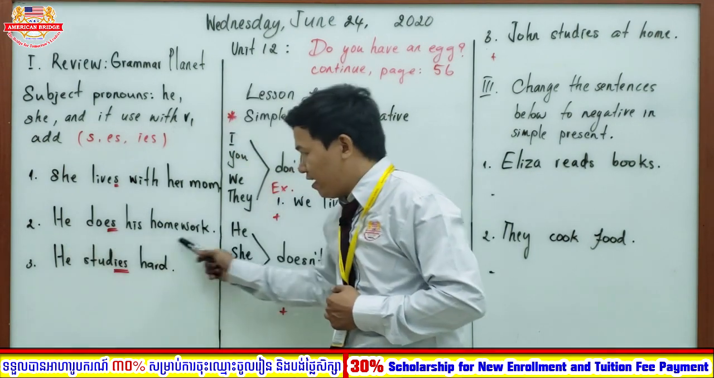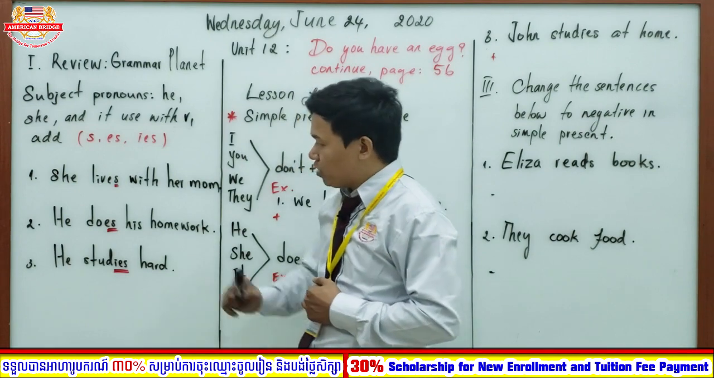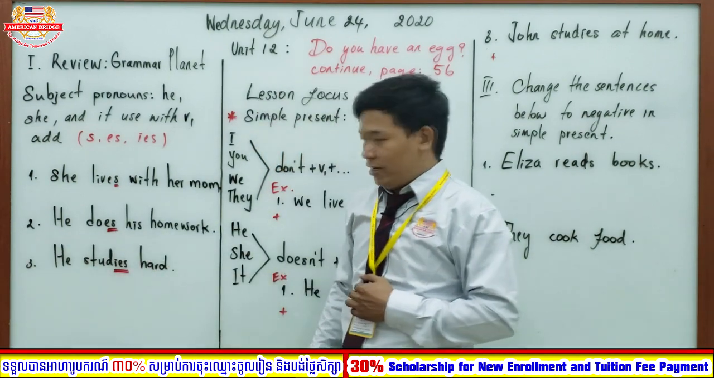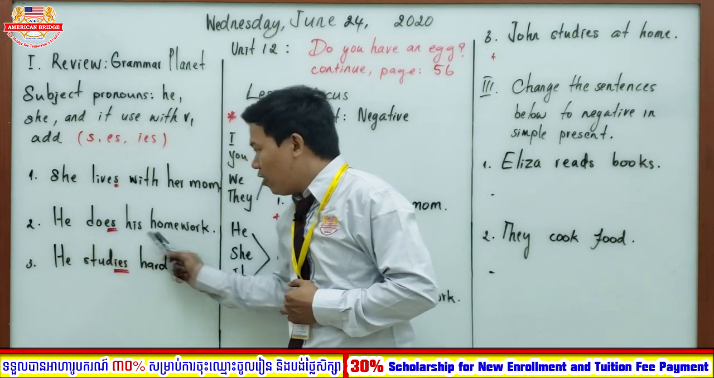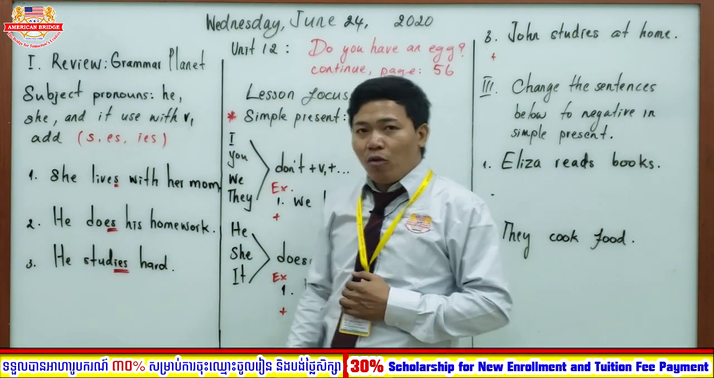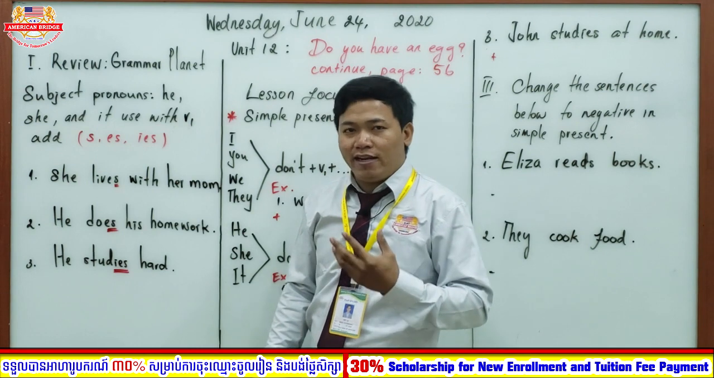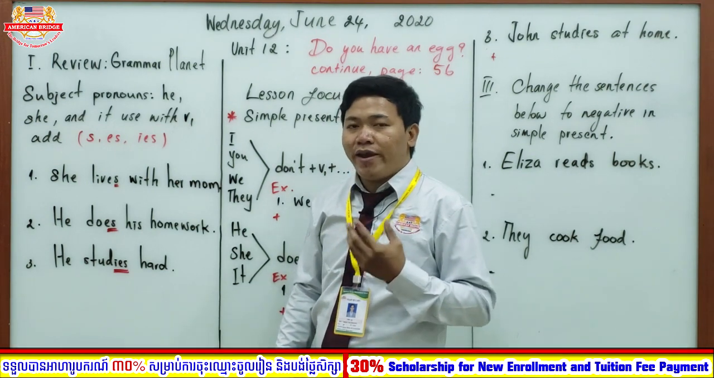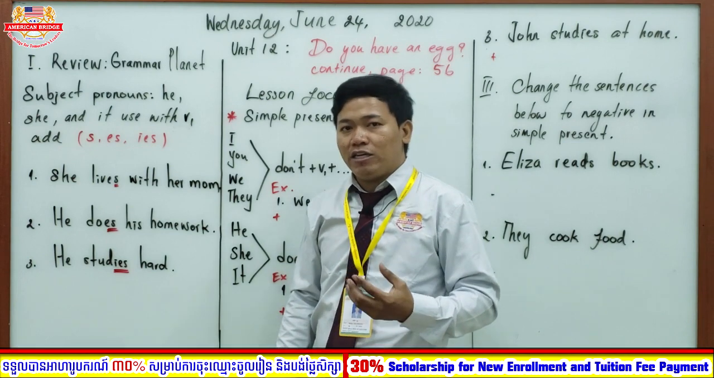So you can add es like this. Read the example one more time. He does his homework. Great. Again, he does his homework. So I hope that you understand how to add s and es to the verbs whenever they are used with subject pronoun he, she, it.